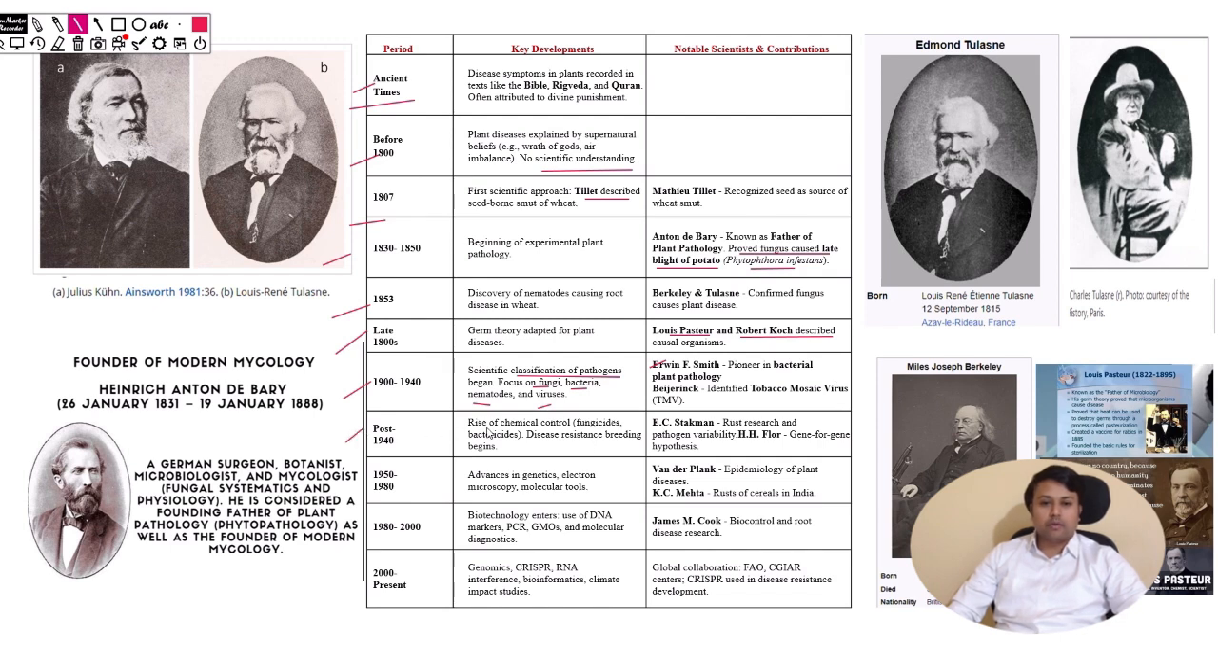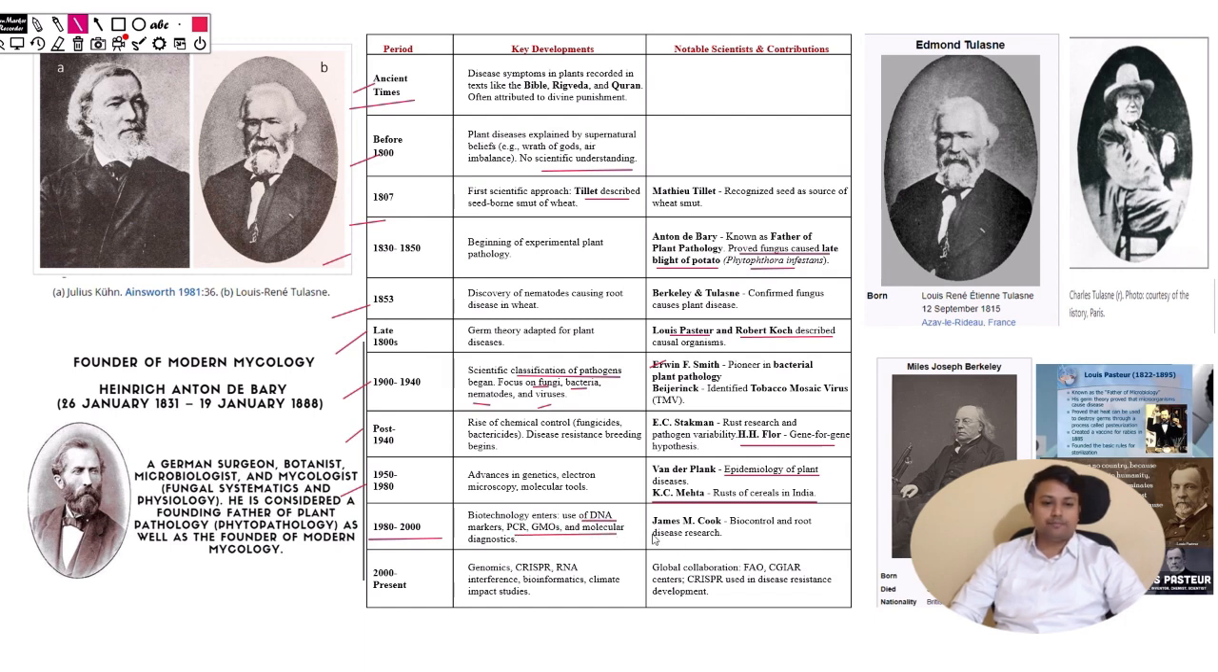Post chemical: in the 1940s, chemicals were discovered, and H.H. Flor gave the gene for gene hypothesis. In the 1950s to 80s, advances in genetics and electron microscopy were seen. Werner Plank wrote his book Epidemiology of Plant Diseases. K.C. Mehta worked on rust diseases in India. In 1980 to 2000, biotechnology emerged, and DNA markers, PCR, etc. were used in recent times.